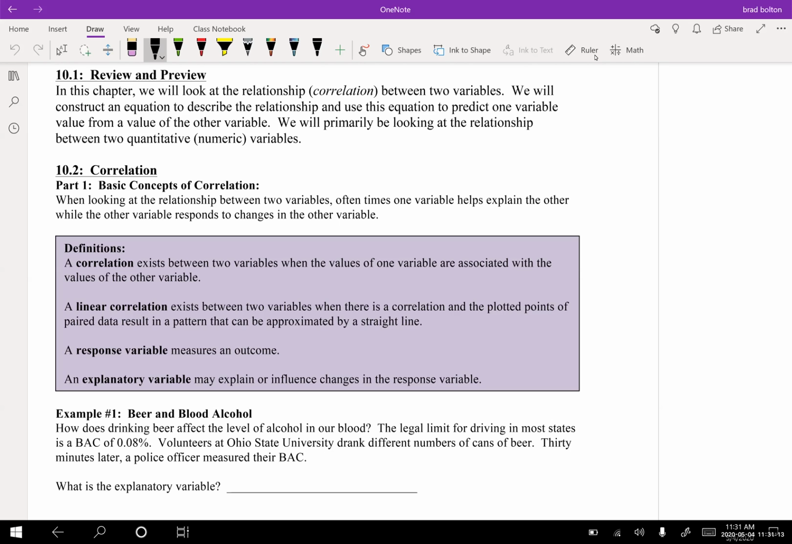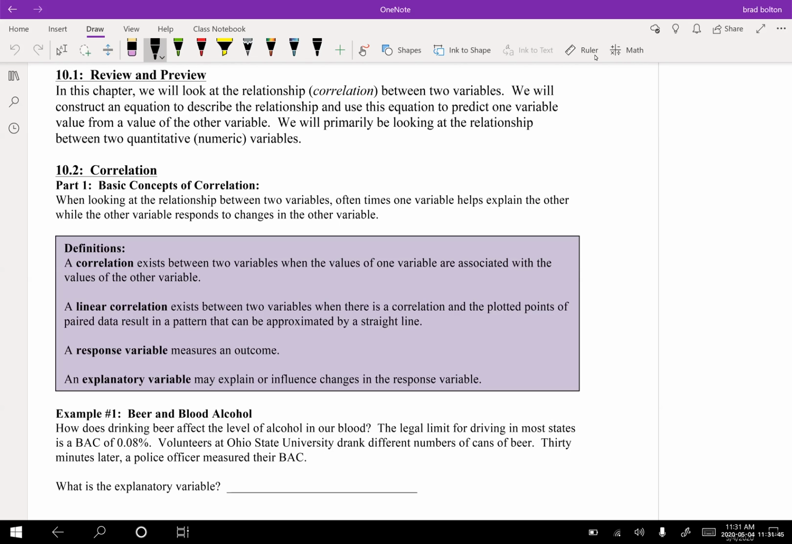So it says, in this chapter, we will look at a relationship or a correlation between two variables. We will construct an equation to describe the relationship and use this equation to predict one variable value from the value of the other variable. We will primarily be looking at the relationship between two quantitative numerical variables. Okay, so I think in your homework, this will be called 10.1. For our notes, it'll be called 10.2. So it says in part 1, the basic concept of correlation.